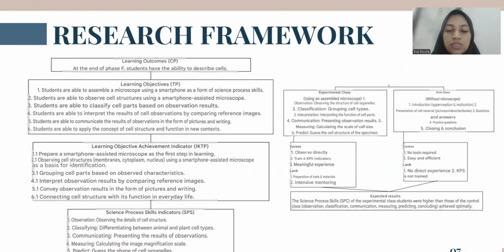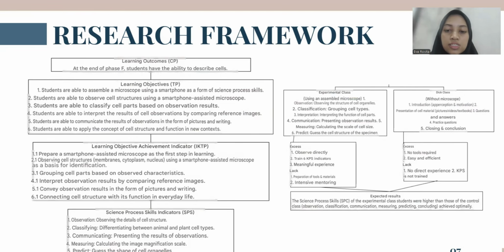Now I will explain the learning framework. This framework starts with analyzing the learning outcomes. In phase F, students must have the ability to describe cells. From these learning outcomes, or CP, I developed 6 learning objectives, or TP, and 6 achievement indicators, or IKTP. These indicators are aligned with 6 science process skills, or SPS indicators, mainly: observation, classifying, identifying, communicating, measuring, predicting, and concluding. In this study, I will compare two classes, the experimental class and the control class.